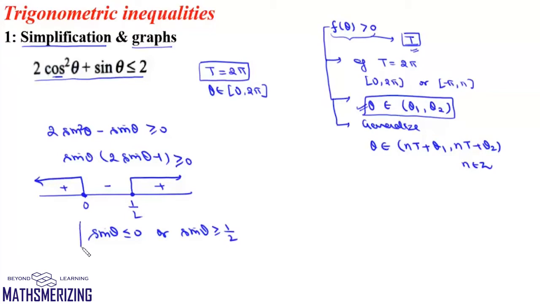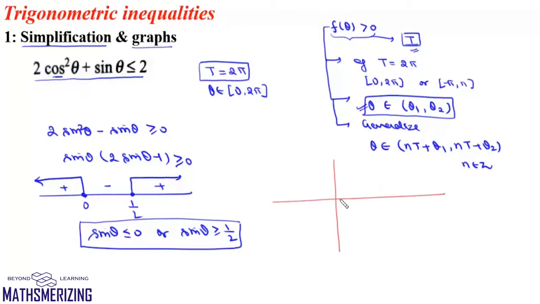Now one method of solving this condition is using graphs. We can draw the graph of sine x. We have drawn it from 0 to 2 pi. So this is 0, this is pi, and this is 2 pi. The first interval is when sine theta is less than or equal to 0, that is when the graph of sine theta lies below the x-axis. So one of the solutions is from pi to 2 pi.